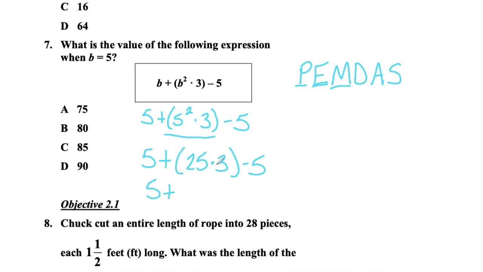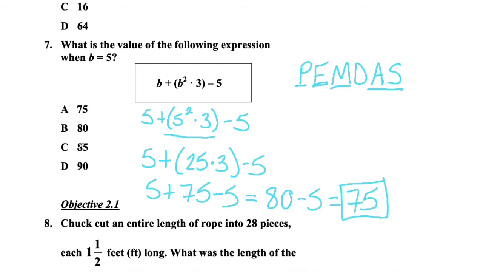5 plus 25 times 3 is going to be 75 minus 5. And then all we have left is addition and subtraction. So 5 plus 75 is going to be 80 minus 5 is just 75, which will be answer choice A.